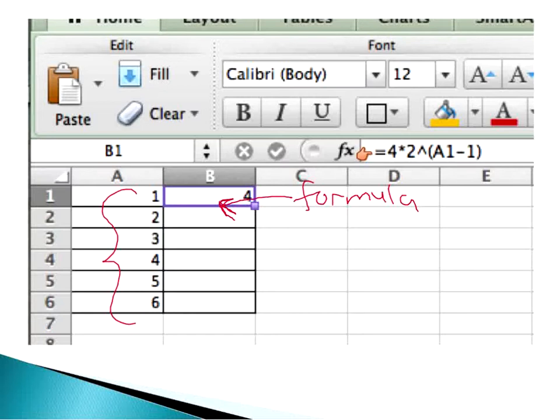Okay. To use a formula in Excel, you always start with an equal sign. Always. And then look what I did. I did exactly what we just wrote out on our paper. 4 asterisk 2, 4 asterisk 2 raised to the, now instead of putting n minus 1, I put A1. Can somebody think about why I put A1? Look at what's in A1. Look what's in box A1. The first number I wanted it to plug in.